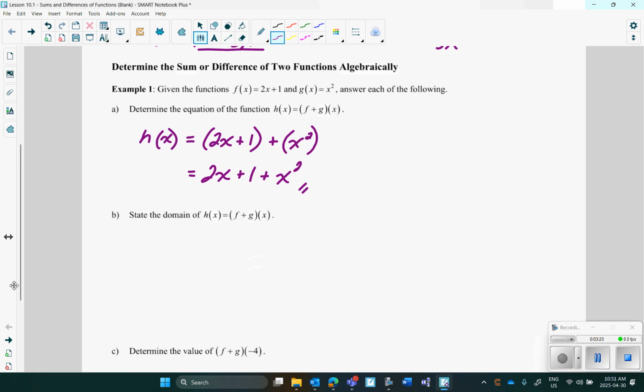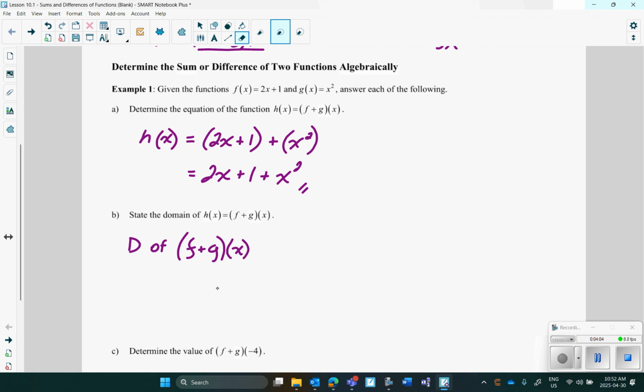Here's a slightly different question. Oops, h of x. Actually, I'll do that, just g of x. Okay. You're asked to find the domain of this new function when you add them together.